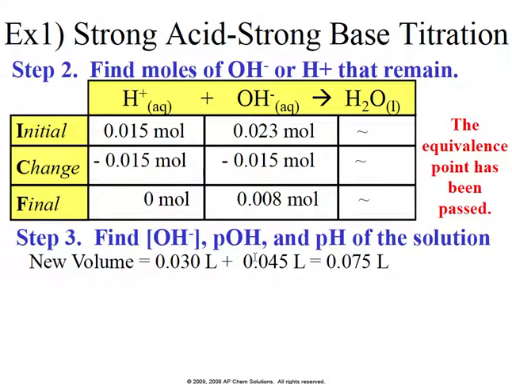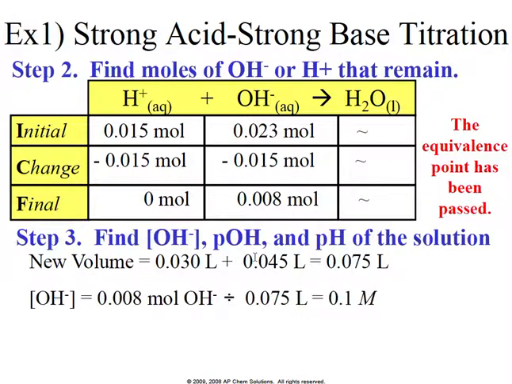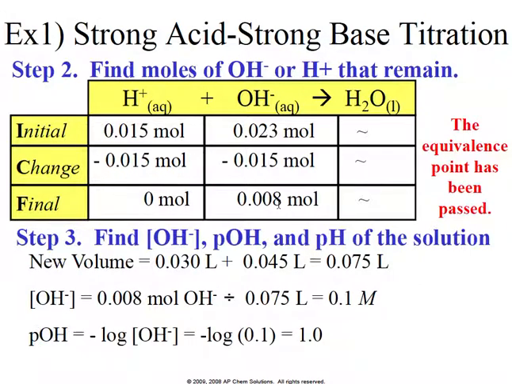So the new volume is now 0.03 liters originally from the H plus, and the 0.045 liters is from the NaOH. Okay, so now the new volume is 0.075 liters. So we take the 0.008 here and divide by 0.075 liters to find basically it's 0.1 molar of the OH. So of course we can find the pOH of that, which is 1, and of course the pH of that would then be 13.